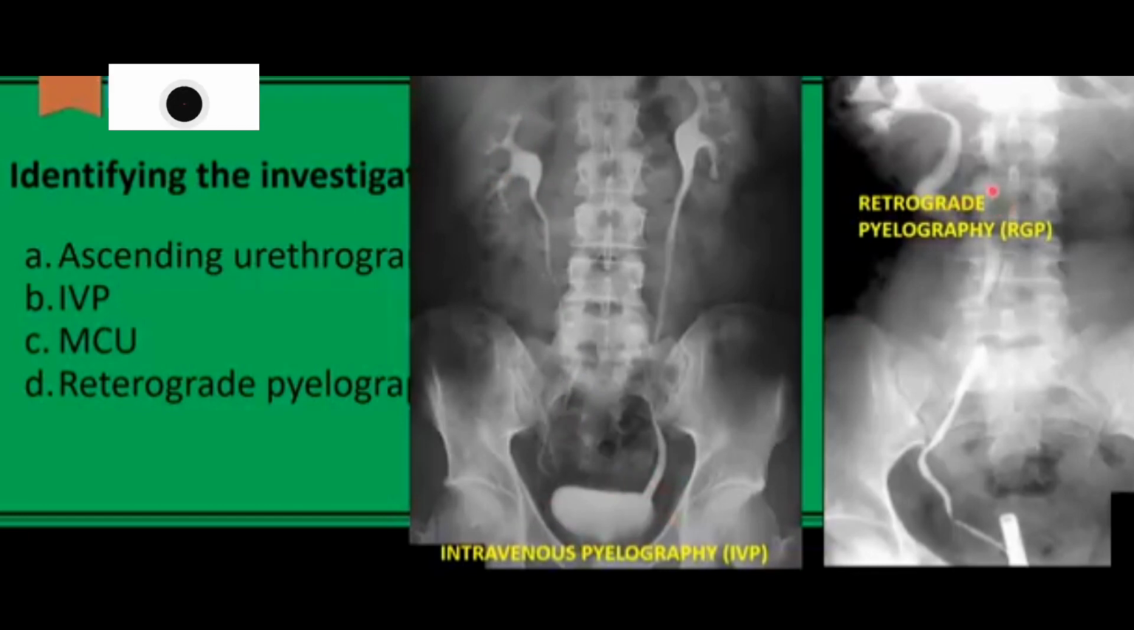In contrast, in retrograde pyelography, as the term says, it is retrograde. That means we are coming from down to up. So how do we do that? Is by putting a catheter in the lower ureter and then injecting the dye. So in retrograde pyelography, we will see a catheter like this in the pelvis, catheterizing the lower ureter. So this is a retrograde pyelography and we see this opacification of the pelvicalyceal system.